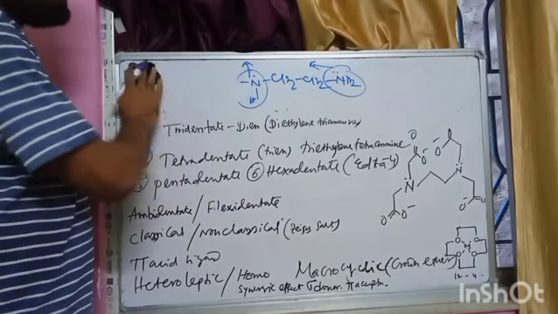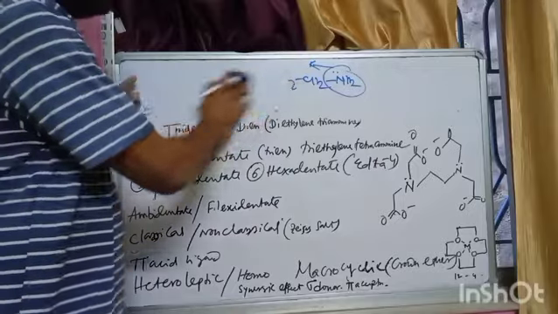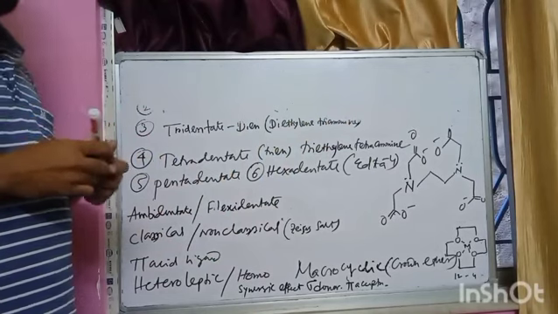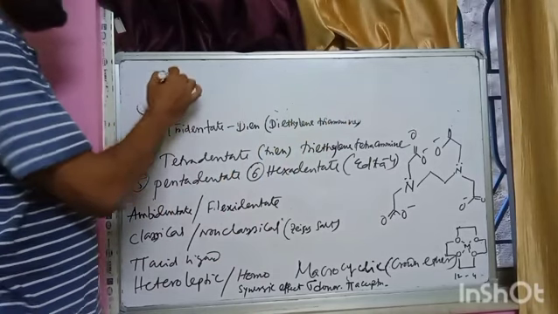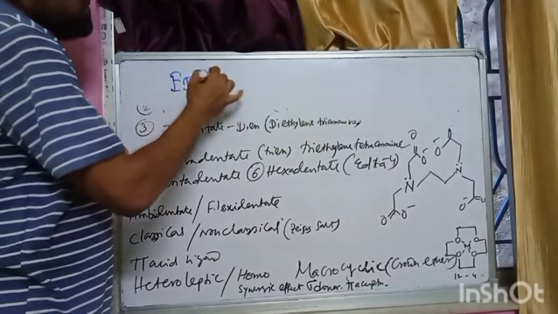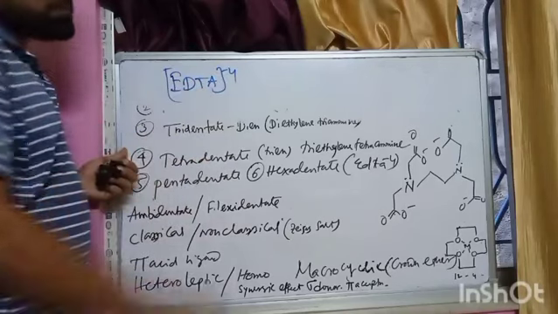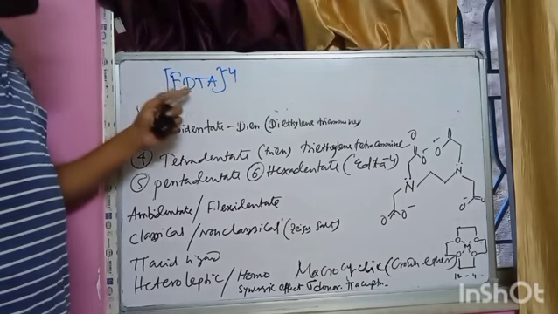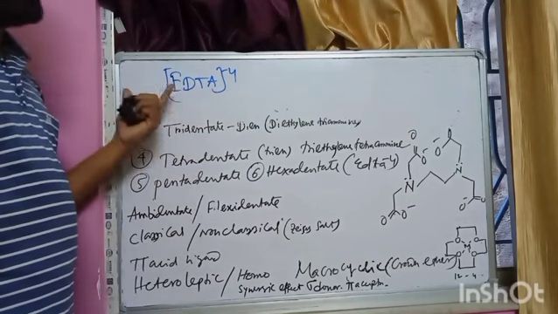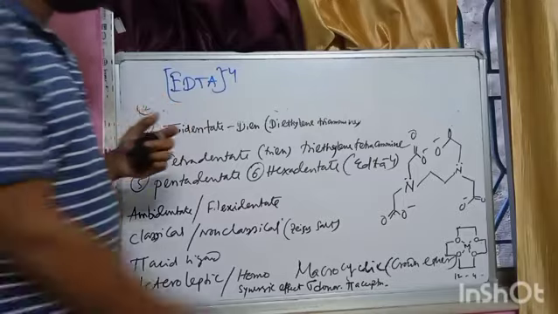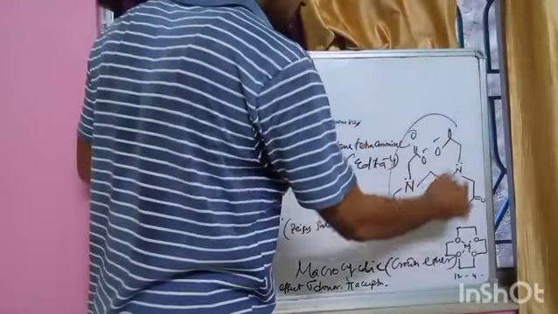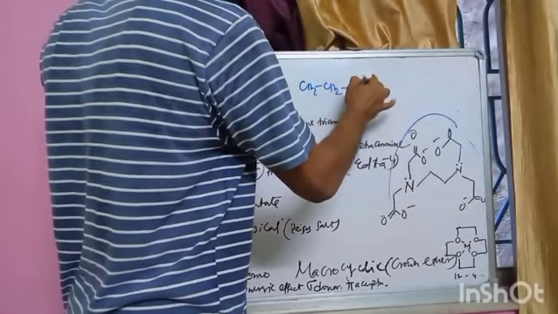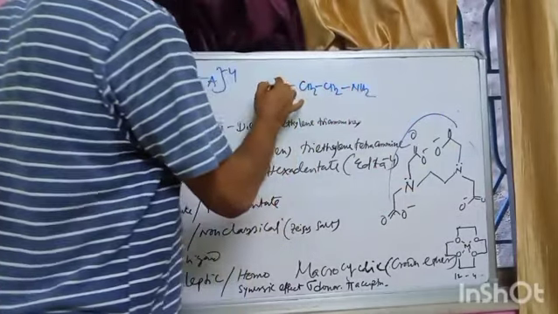The other is the pentadentate ligand. There is quite a similarity between the pentadentate and hexadentate ligands. The best example of a hexadentate ligand is EDTA minus 4. The full form of EDTA is ethylenediaminetetraacetic acid, but since minus 4 is present, it is called ethylenediaminetetraacetate. The structure is like that. Ethylenediamine means CH2, CH2, NH2, NH2.